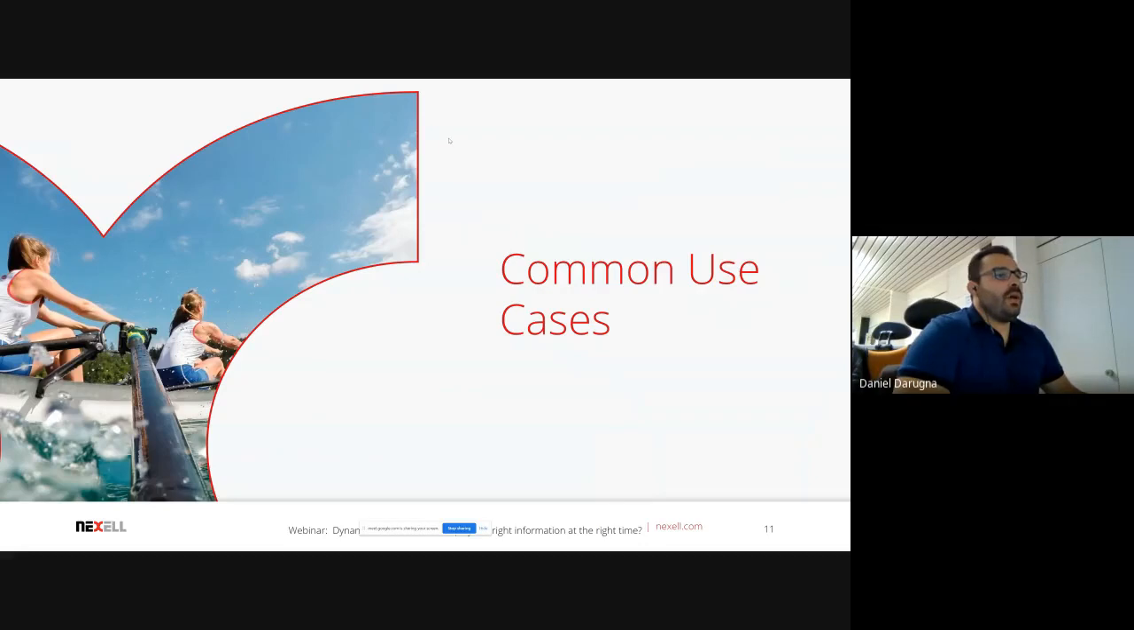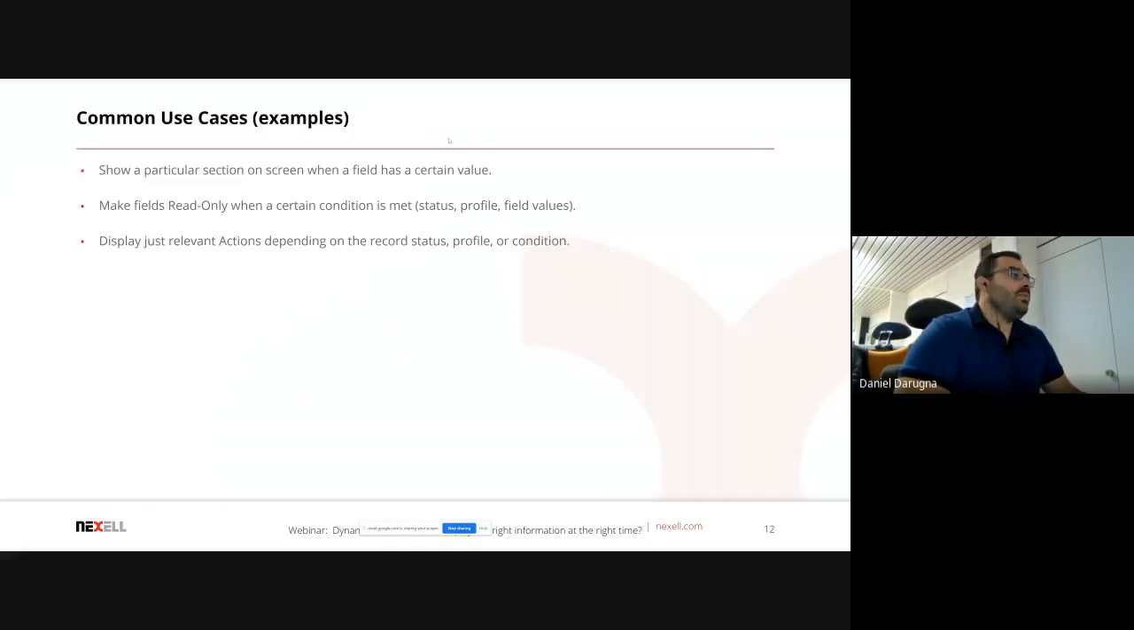So we have here some common use cases. Let's say you want to show a particular section on the screen when a field has a certain value. For example, a certain group of fields that you just want to show when the record has a certain stage. Imagine the opportunity object, and just a disclaimer here, for now dynamic forms only work on custom objects. But just as an example, imagine an opportunity with 50 fields in it, but certain fields are only relevant when you are on a certain stage of the opportunity, and that can be done with dynamic forms.